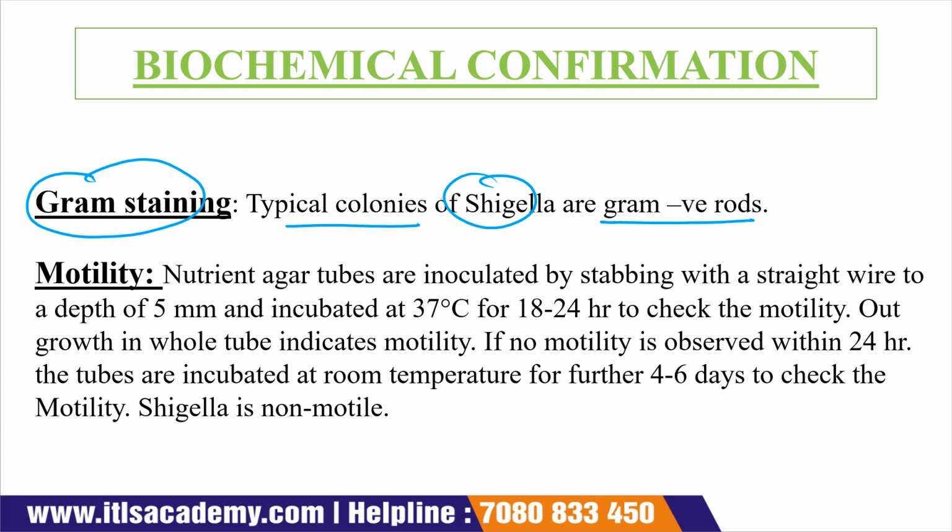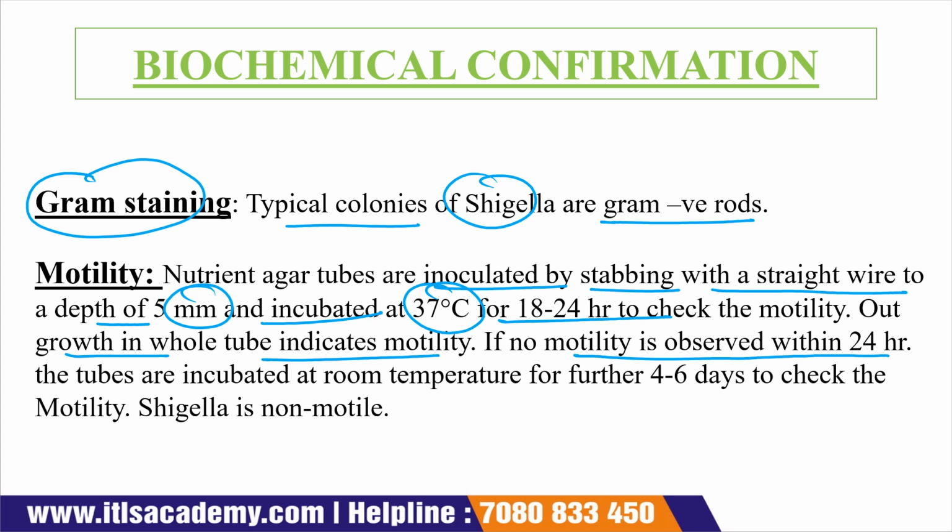Now the next is your motility test. Nutrient agar tubes are inoculated by stabbing with a straight wire to a depth of 5 mm and then incubated at 37 degrees Celsius for 18 to 24 hours so that we check the motility. If there is any outgrowth in the whole tube, it indicates motility, and if no motility is observed within 24 hours, then we place the tube in an incubator at room temperature for a further 4 to 6 days, so that motility will be detected, because Shigella is not motile.